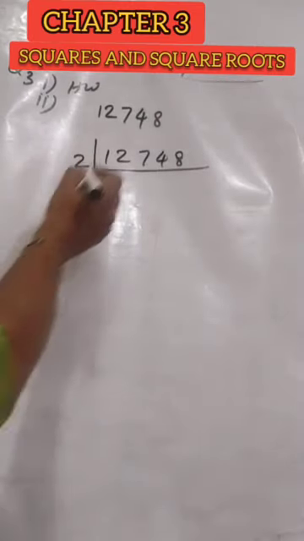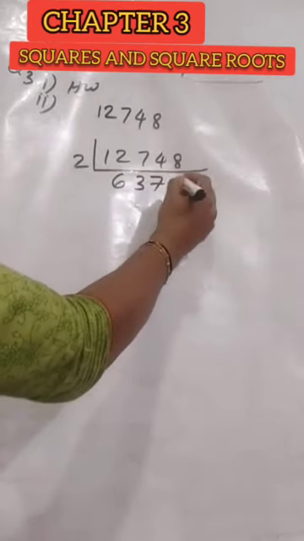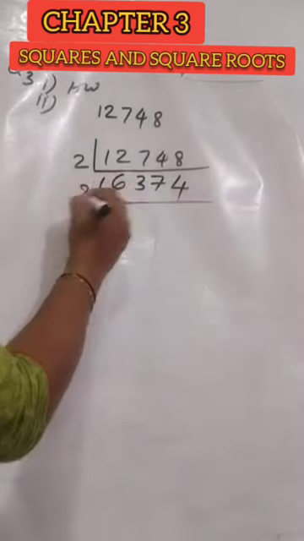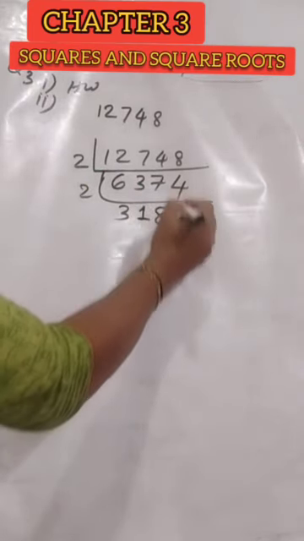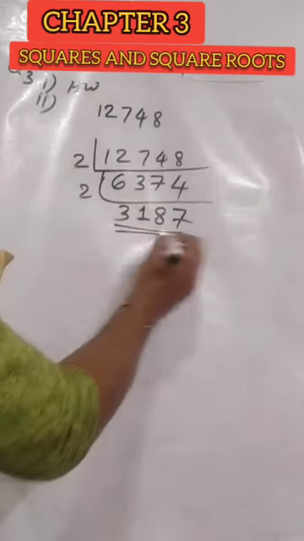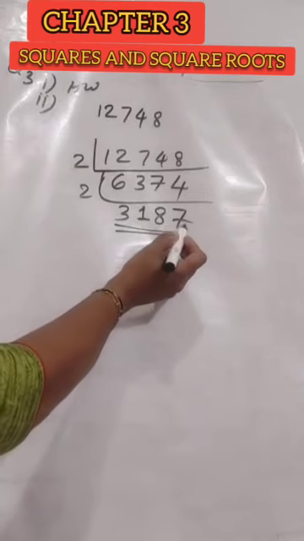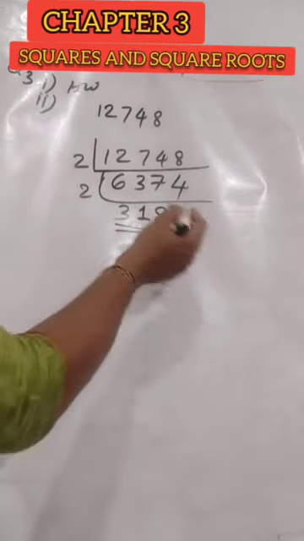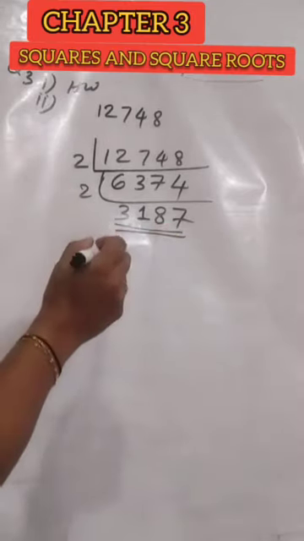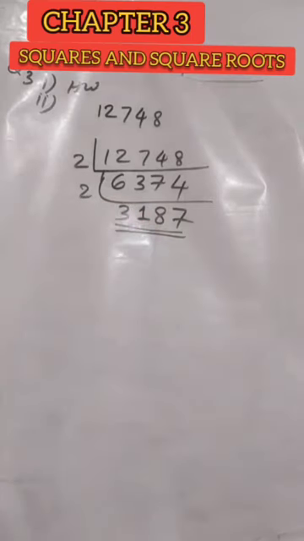Divisible by 2 because it is an even number. 6 2s are 12, 3 2s are 6, 7 2s are 14 and 4 2s are 8. Again divisible by 2. 2 3s are 6, 1 2 is 2, 8 2s are 16 and 7 2s are 14. And you can see this number is not divisible by 2 since it is not an even number. It is not divisible by 5 or 3. Look at the sum of these digits, which is not a multiple of 3. So this number is not divisible by 3 or 7 or any prime number. So this number 3187 is a prime number.